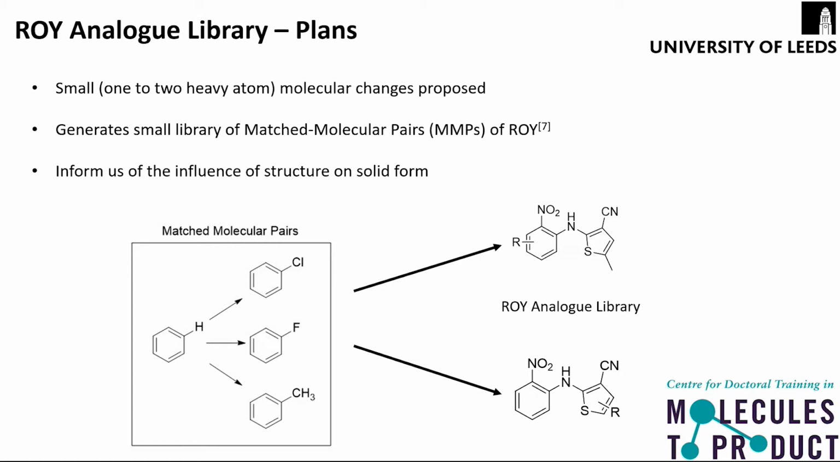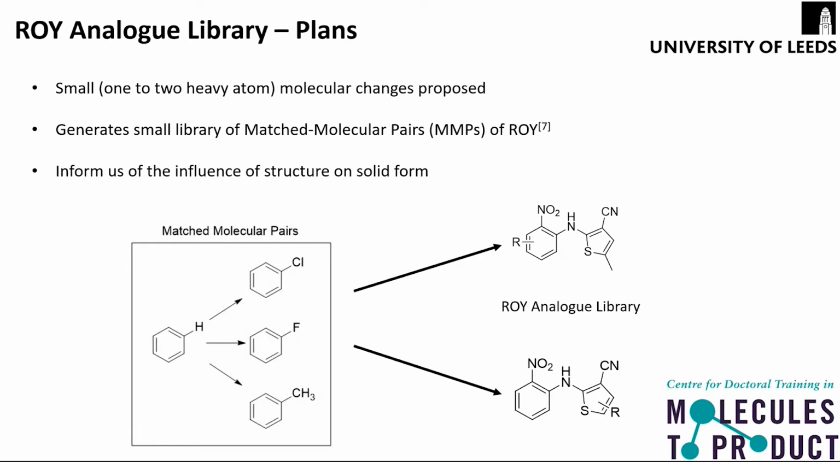That brings me on to the rationale and the design behind the library that we've constructed for these ROI analogs. Now, our study into the N-phenyl benzamides has found that the polymorphophoric nature of these compounds is best transcribed to derivatives when the changes to the chemical structure are small. So we wanted to focus on small, 1 to 2 heavy atom changes to the ROI scaffold. These small changes generate what we call a library of essentially matched molecular pairs.